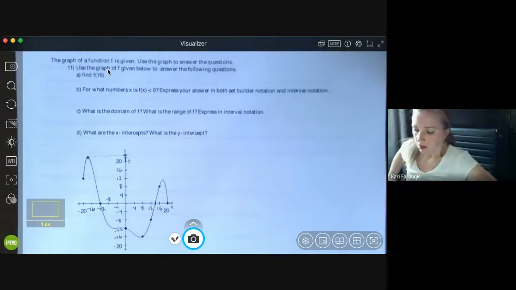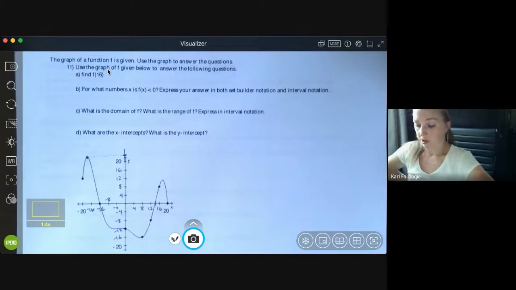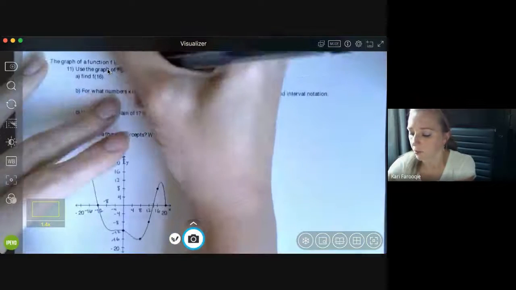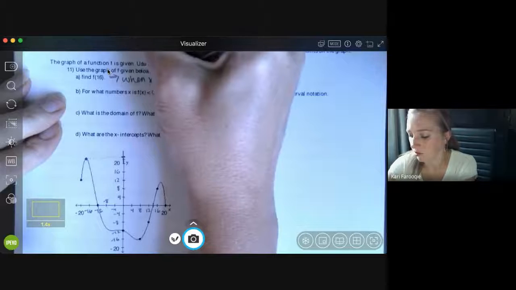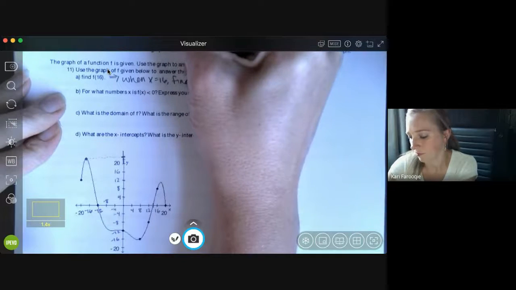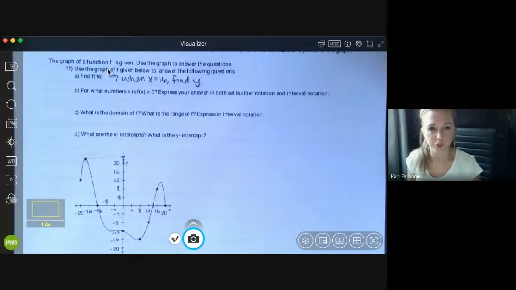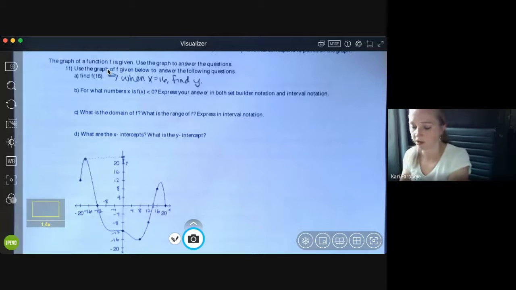Okay. Use the graph of f given below to answer the following questions. A, find f of 16. What this means is, and I'm going to rewrite this using the English language in case you find that helpful, when x equals 16, find y. You will get used to using this terminology. Until then, if you want to look back to these translations that I'm going to write down, feel free to do so. You're either going to be going one direction or the other. Either here's x, find y, or the opposite direction of here's y, find x.